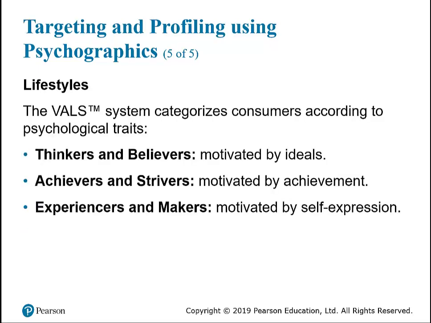The VALS system categorizes consumers according to psychological traits. Thinkers and believers are motivated by ideals. Achievers and strivers are motivated by achievement. And experiencers and makers are motivated by self-expression.